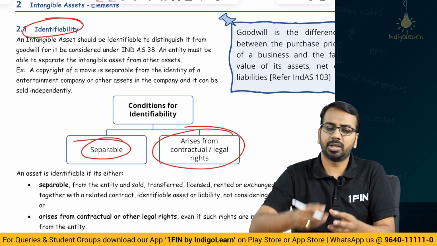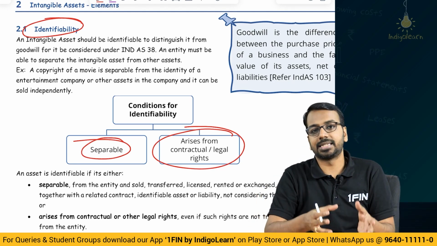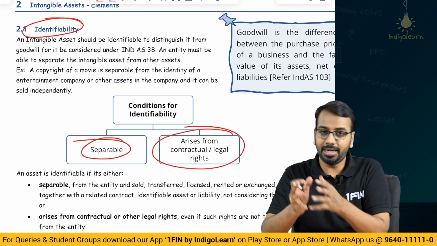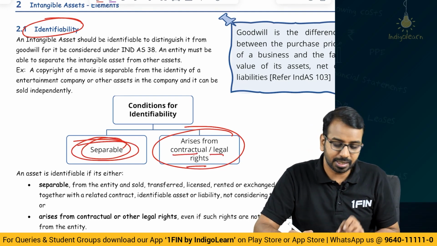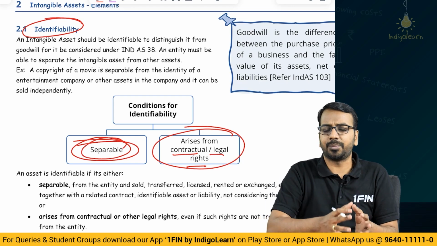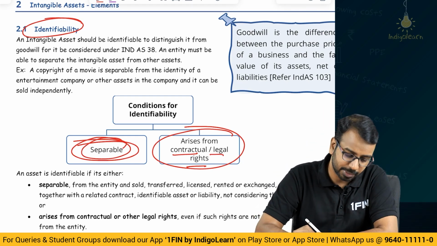Contractual right means, for example, I have taken a 5-year license of something. Based on the contract, I have received or acquired an intangible asset. So that is out of contractual or legal rights. Second condition is separable. Separable means, for example, if I have a patent, I can sell off that patent separately. That is what is called separable.